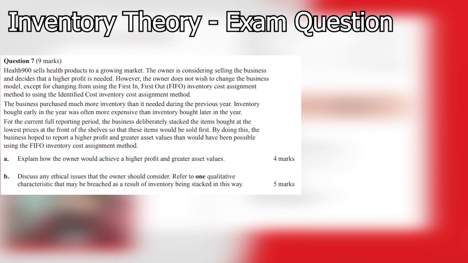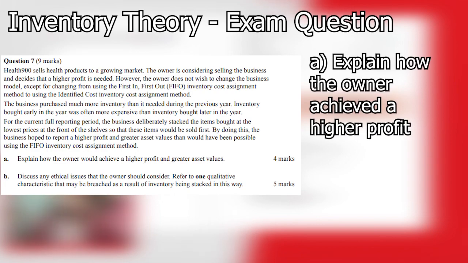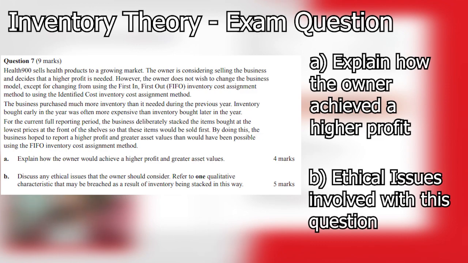And then you've got, for the current full reporting period, the business deliberately stacked items bought at the lowest prices at the front of the shelf, so these items would be sold fast. By doing this, the business hoped to report a higher profit and greater asset value than would have been possible using the FIFO inventory cost assignment method. Okay. You just have to talk about how the profit increased, but I want to discuss the ethical issues the owner should consider and some qualitative characteristics of the inventory being stacked in this way. So I think I'm more interested in the ethical issues here.